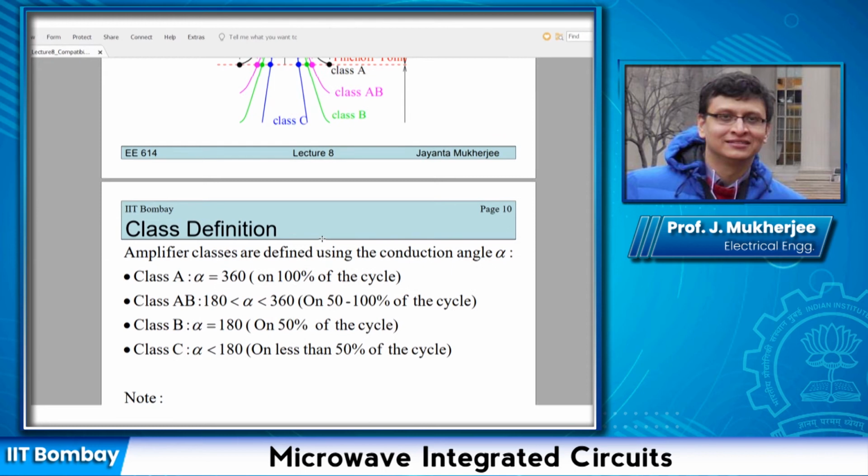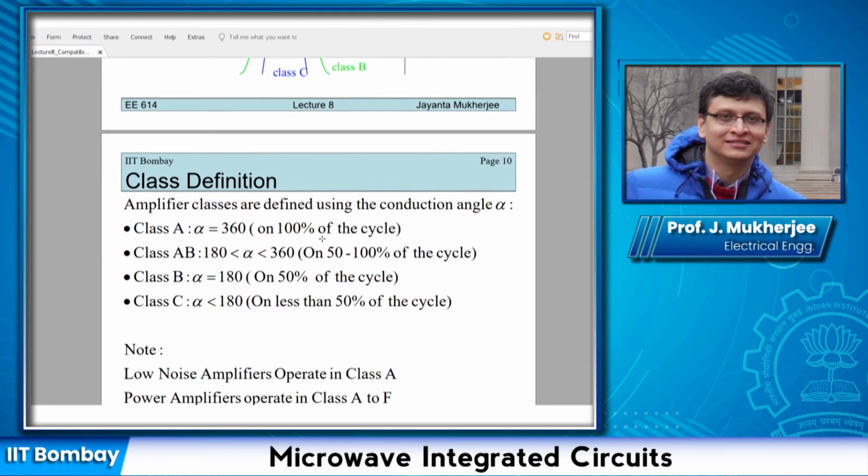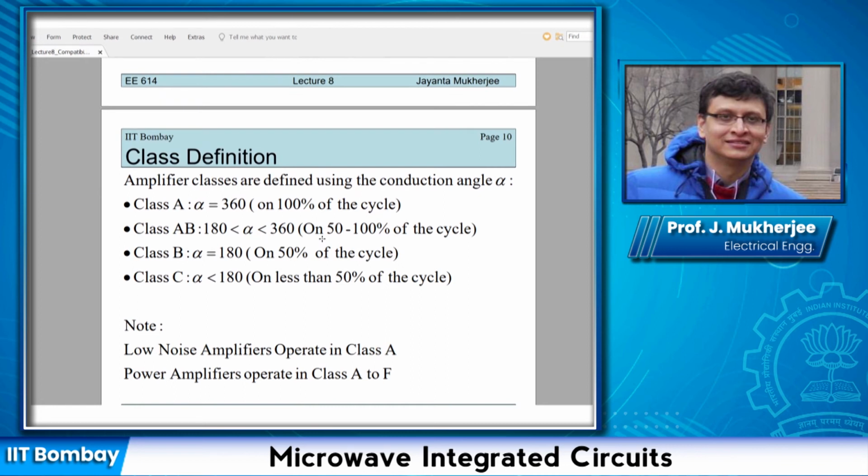So here is the summary. For class A, alpha, the conduction angle, is 360 degrees. For class AB, the conduction angle is between 180 and 360 degrees. For class B, it is exactly equal to 180 degrees. And for class C, it is less than 180 degrees. Low noise amplifiers which are used at the front end of receivers operate in class A, and power amplifiers operate between class A to F.